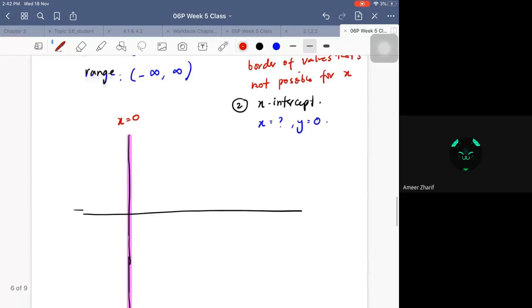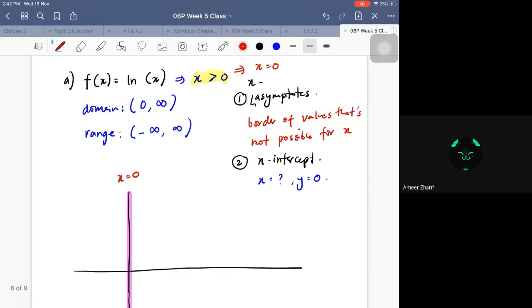Okay, and then for the intercept, if I were to find the intercept for this, I'm going to have y is equal to log of x. So now my log of x is equal to 0.